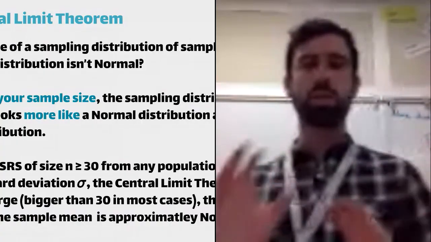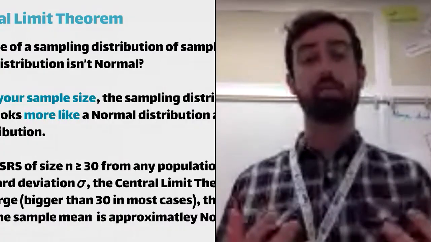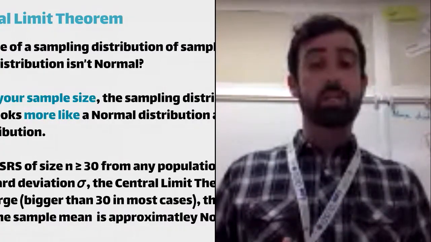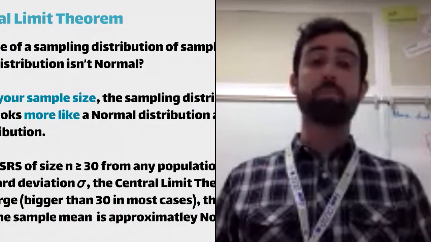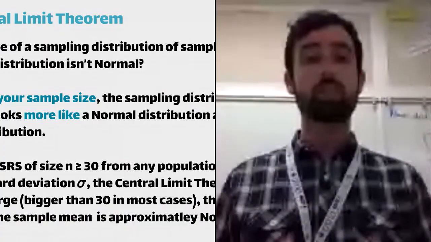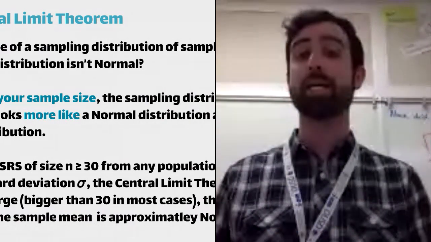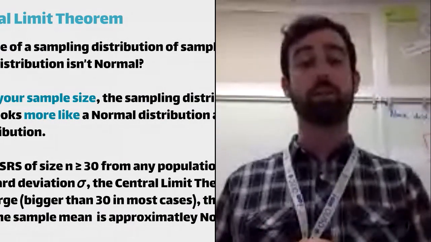So I kind of threw a lot of words at you. Let me break that down in kind of layman's terms. Central limit theorem says as long as your sample size is bigger than 30, it doesn't matter what your population distribution is, your sampling distribution will be normal as long as your sample size is bigger than 30.